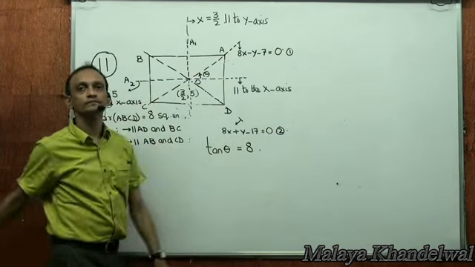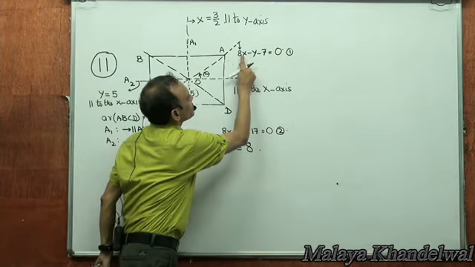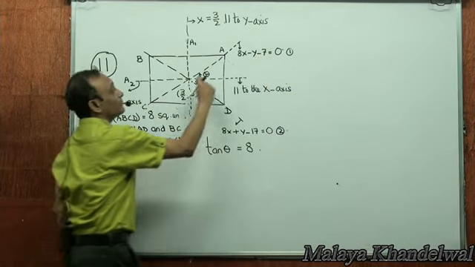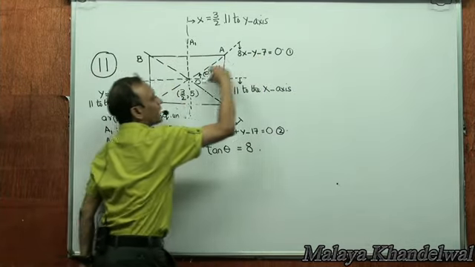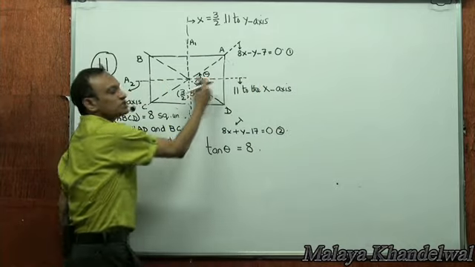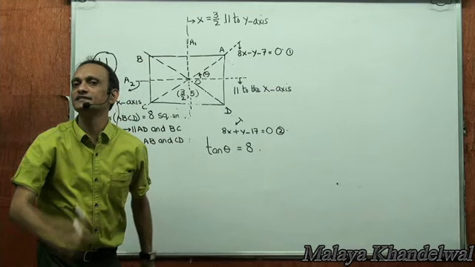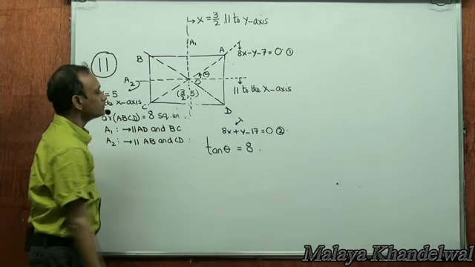Yes or no? See, this you could have written as y equal to 8x minus 7. So 8 is very clearly the slope of this line. And this being a line parallel to the x-axis, this theta must be the angle that this diagonal makes with the x-axis as well, right?